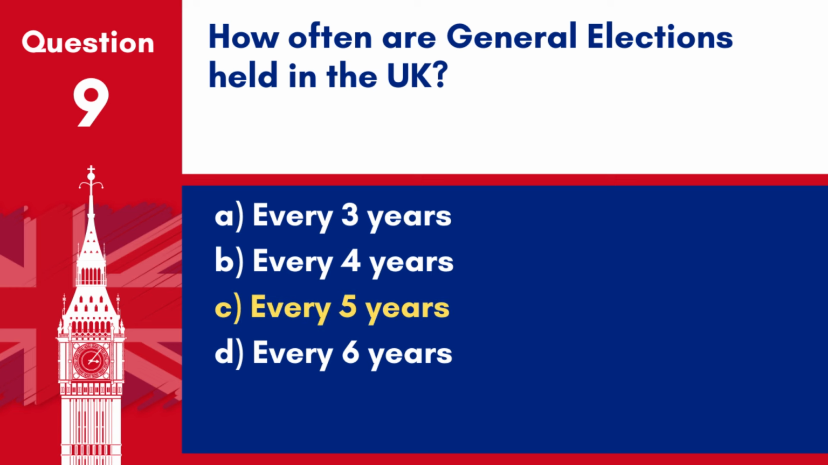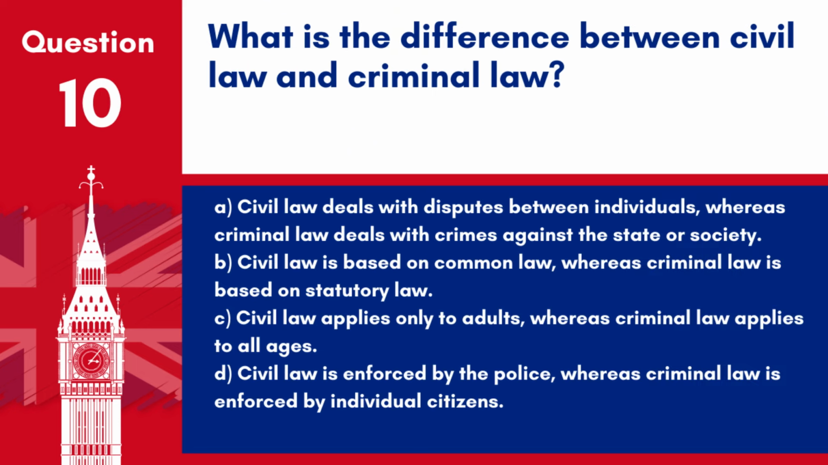Answer: C. Every 5 years. By law, general elections are held every 5 years to elect MPs to the House of Commons. Question 10. What is the difference between civil law and criminal law? A. Civil law deals with disputes between individuals, whereas criminal law deals with crimes against the state or society.